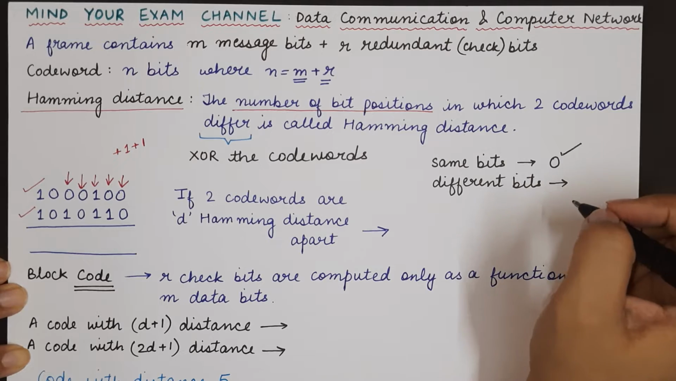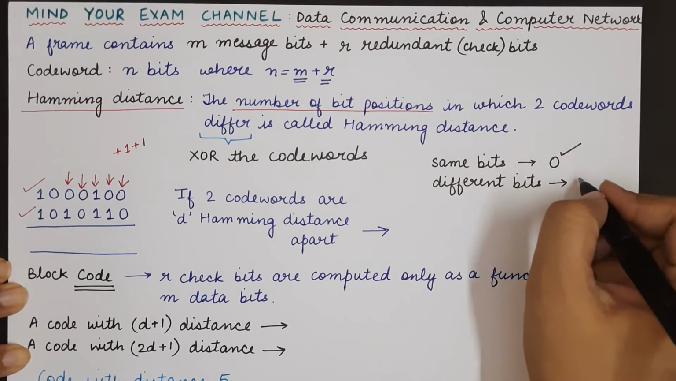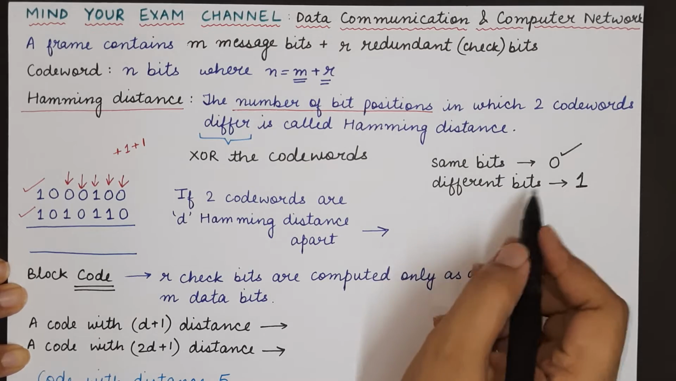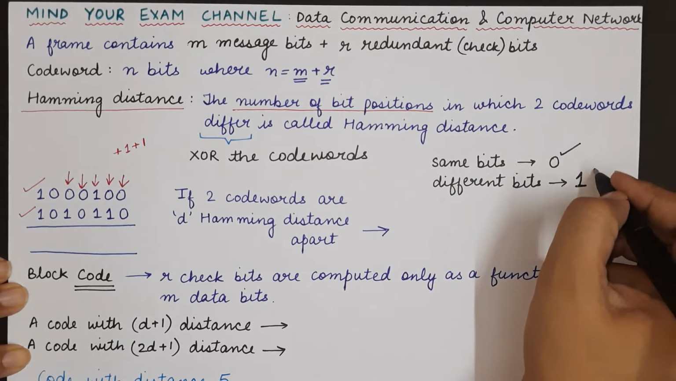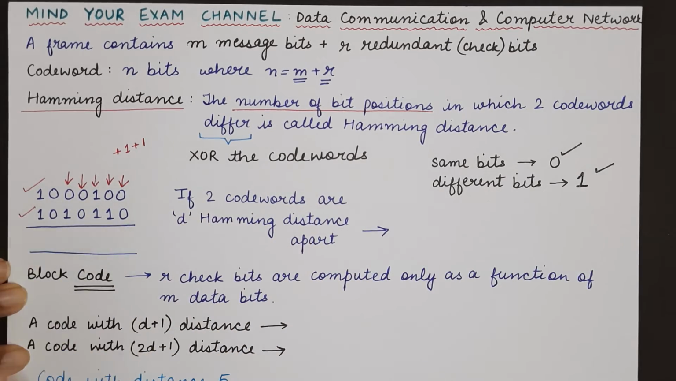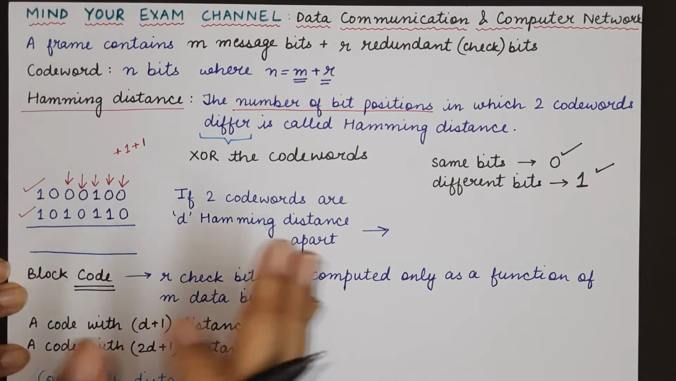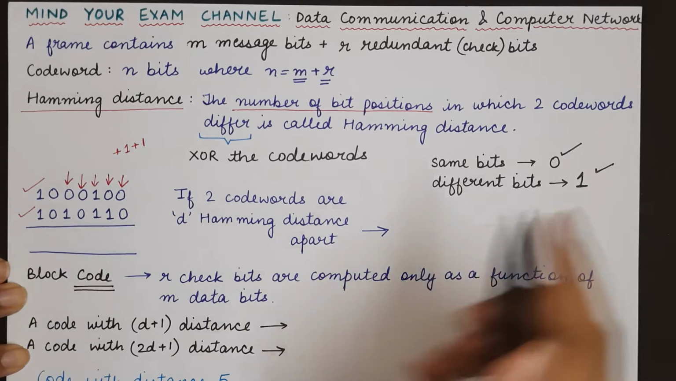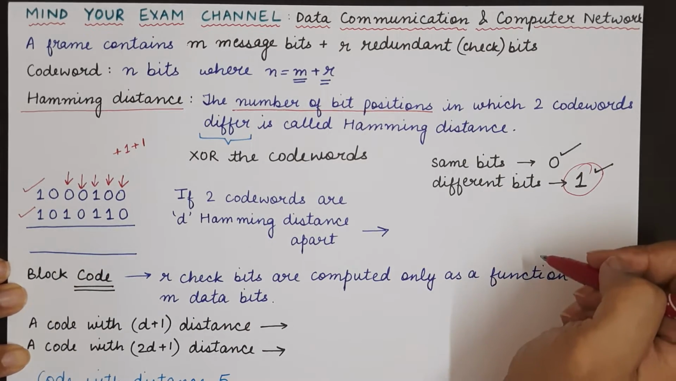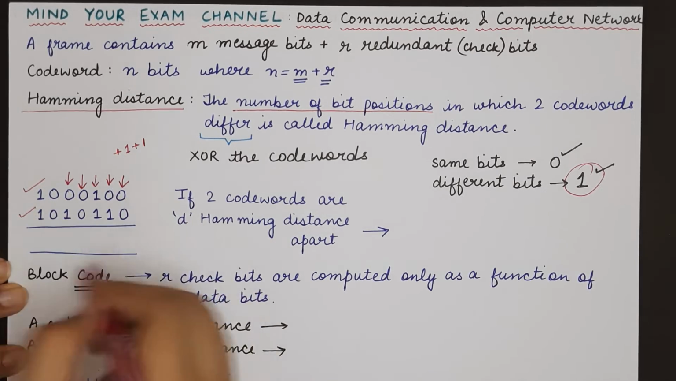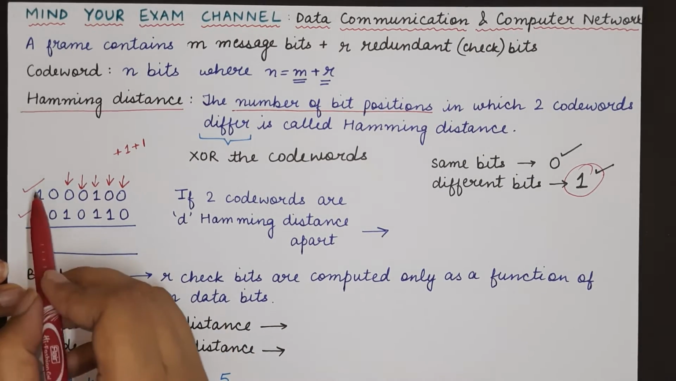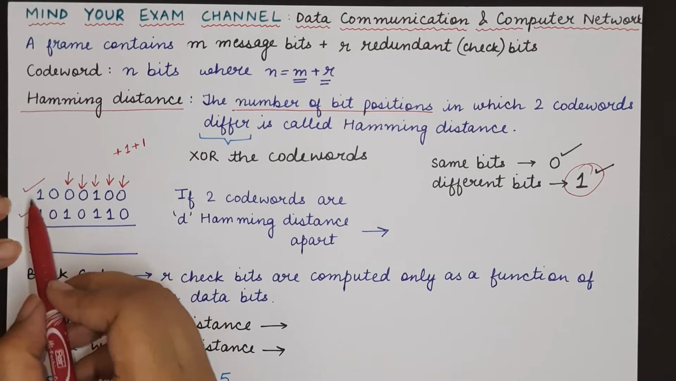The XOR result will be 0. But if the two bits present at that particular location are different, then the result of the XOR operation will be 1. So after performing the XOR for every location, if we count the number of ones in the result, we'll get the Hamming distance. So let us do this exercise for this pair of code words. Now here, let's start doing the XOR one by one.